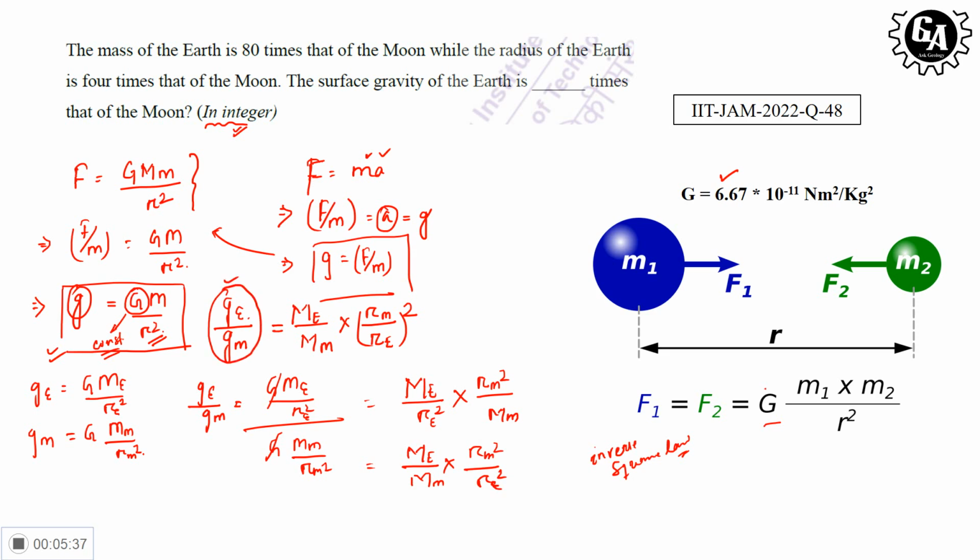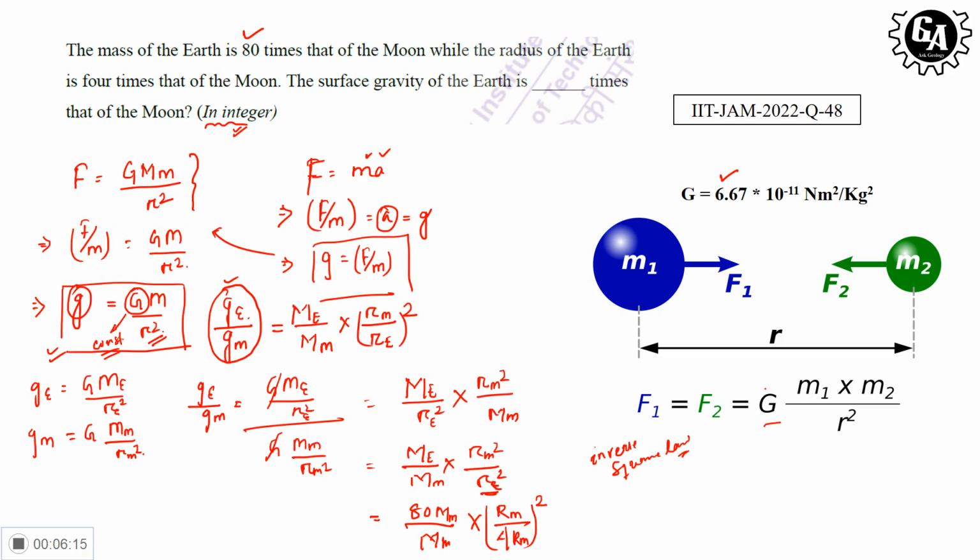Now just put the values that we have. The mass of Earth is 80 times that of the Moon. So this is 80 times mass of Moon, Mm, divided by mass of Moon. And it is given that the radius of the Earth, Re, is 4 times that of the Moon. So this is Rm divided by 4 Rm the square.